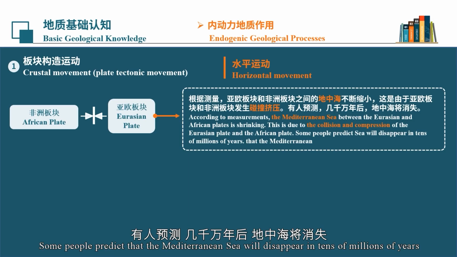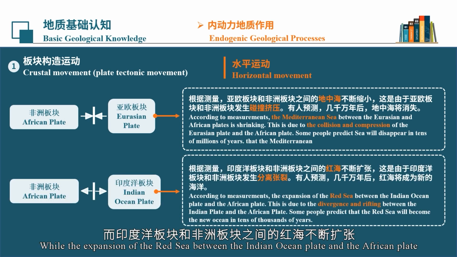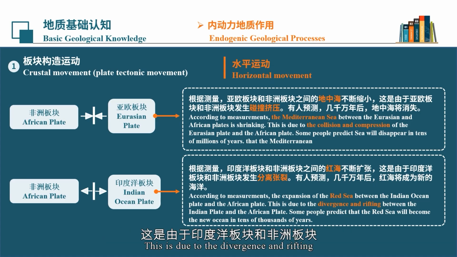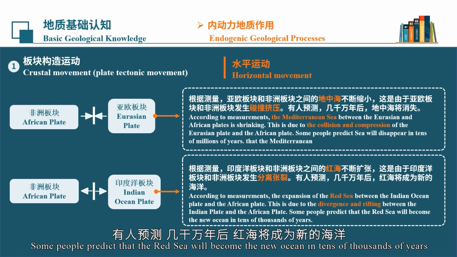Some people predict that the Mediterranean Sea will disappear in tens of millions of years, while the Red Sea between the Indian Ocean plate and the African plate is expanding. This is due to the divergence and rifting between the Indian plate and the African plate. Some people predict that the Red Sea will become a new ocean in tens of thousands of years.